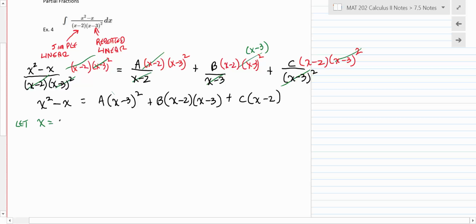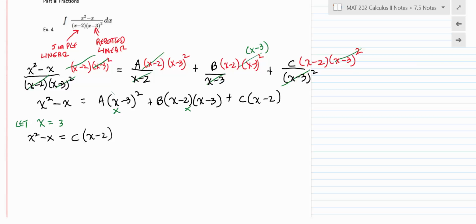So if we let x equal 3, what's going to happen? You just do this in your head. That's going to mark that off. That's going to mark that off. So what you're going to be left with is x squared minus x is equal to C times x minus 2. And then if you just replace x with 3, you'll be able to easily find what C is. I use x minus 3 because it helps me get to that stage, so you want to take advantage of it. So now we'd have 3 to the second minus 3 equals C times 3 minus 2.